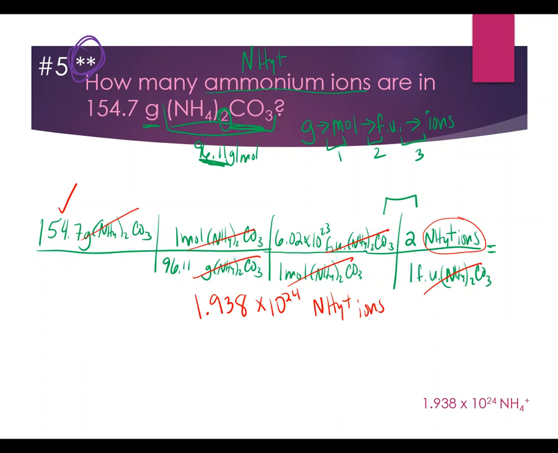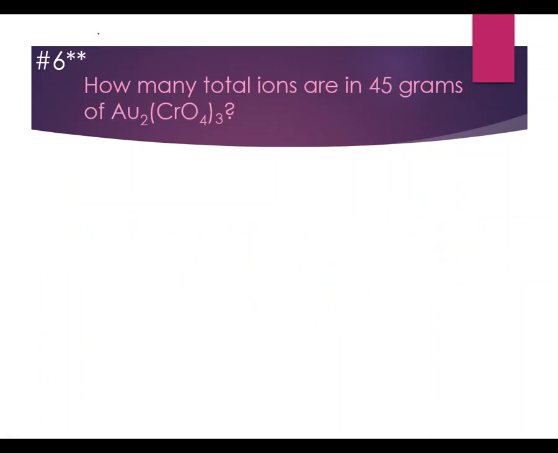There's one other little added trick I'm going to show you here that's also starred because it's more challenging. How many total ions are there in 45 grams of gold 3 chromate? That's gold 3 chromate, by the way. Okay, so we have grams. Obviously, we're going to go to moles first.